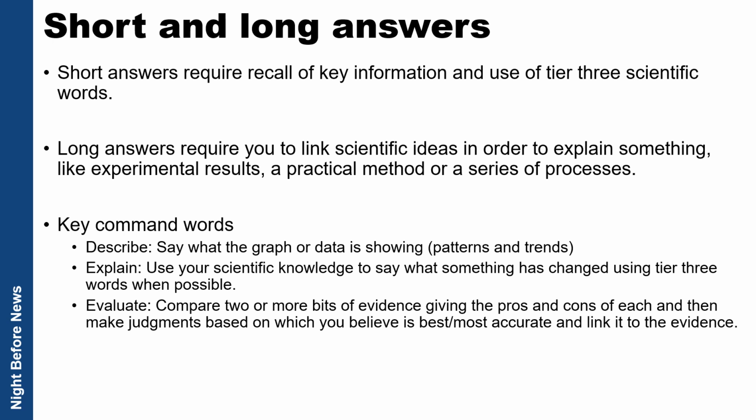Explanation questions require you to apply scientific knowledge. So for example, if we change the temperature of a chemical reaction, the rate of the reaction increases. Well, why does that happen? That's because when you increase the temperature, you give the particles in your reactants more kinetic energy. If they have more kinetic energy, then they're going to collide with one another more frequently and with enough energy to react, and that means that the product will be formed at a much faster rate.